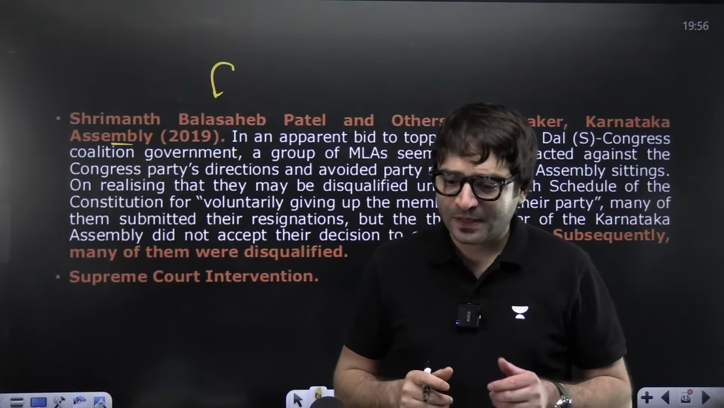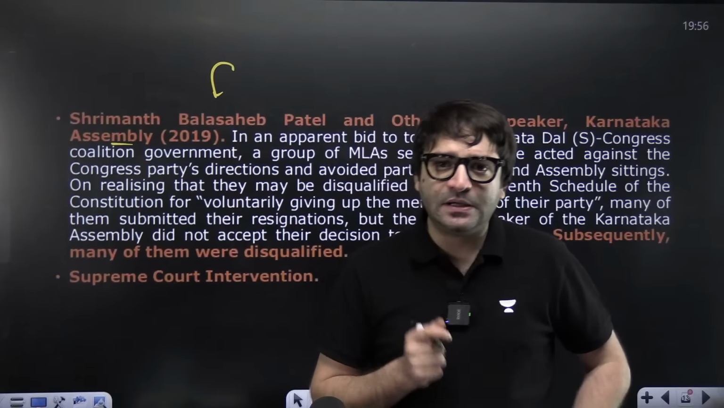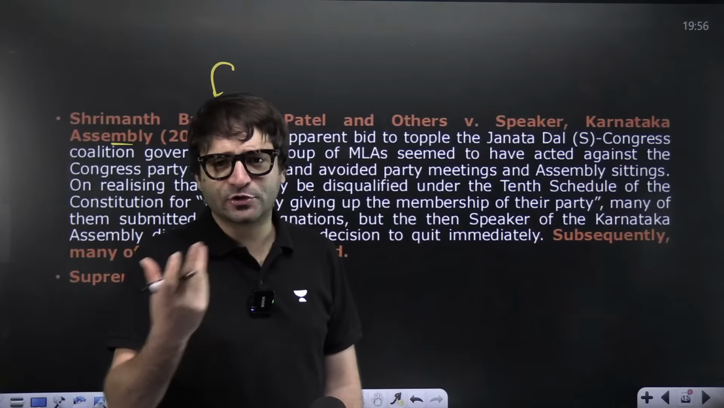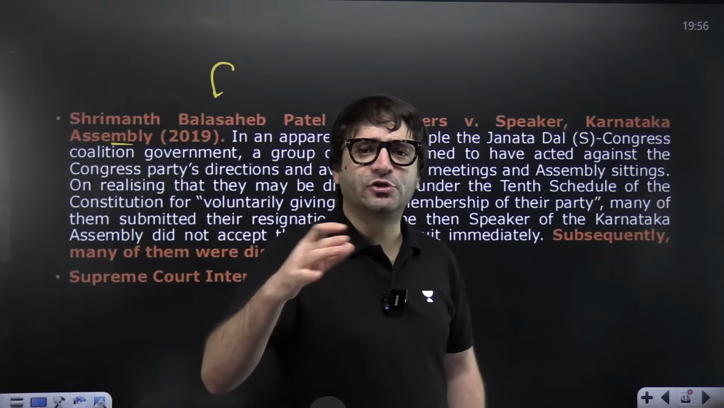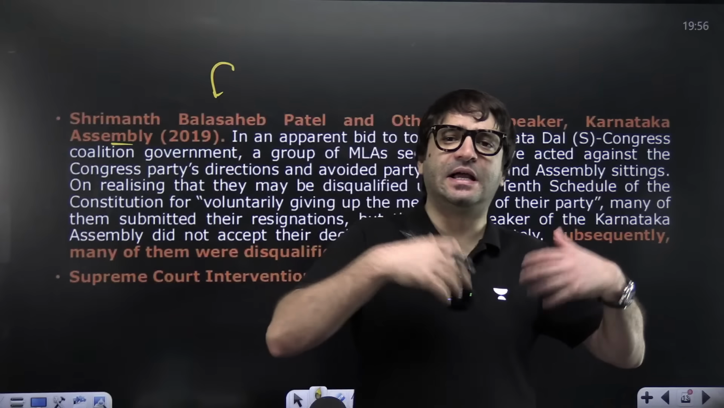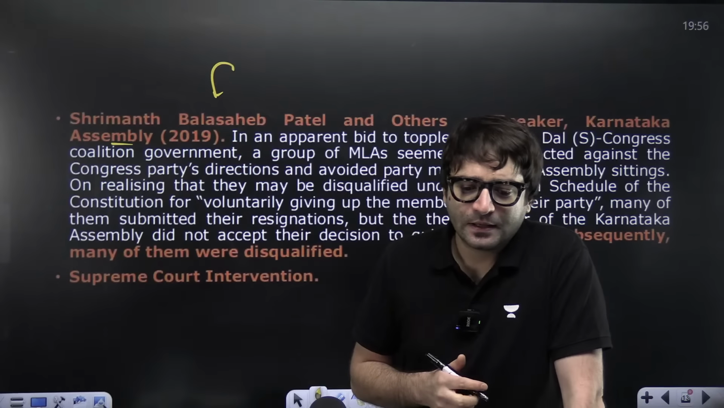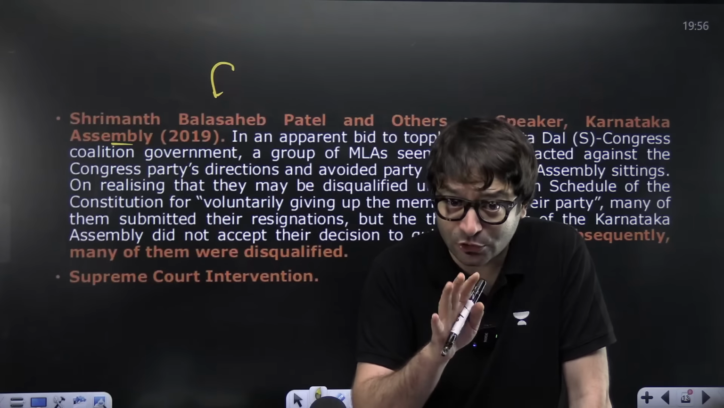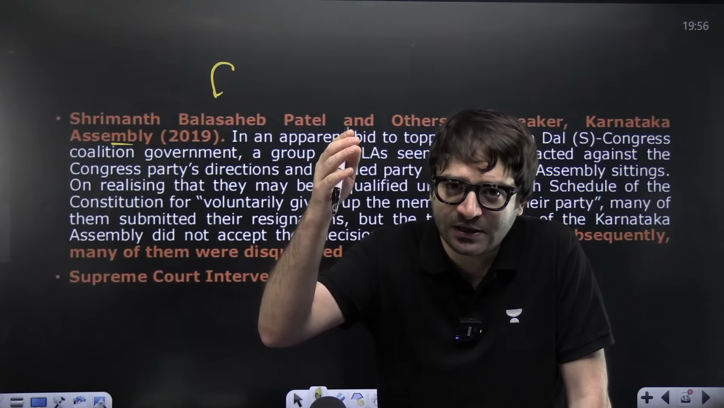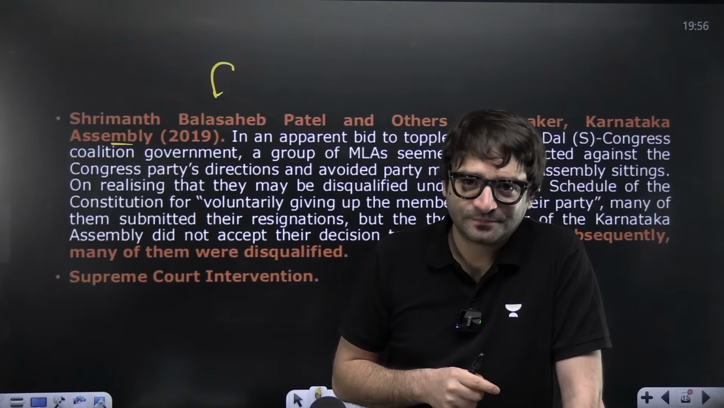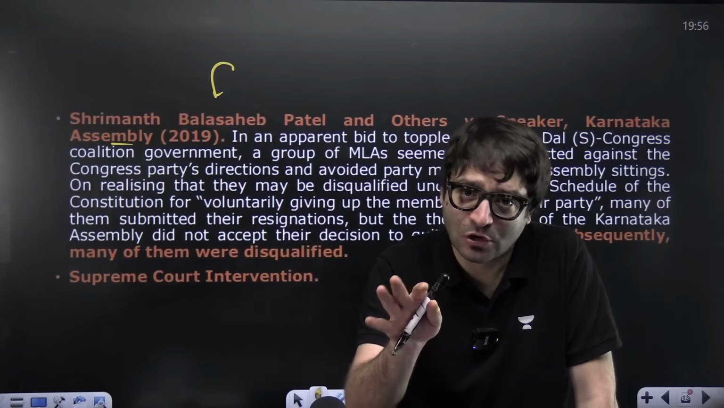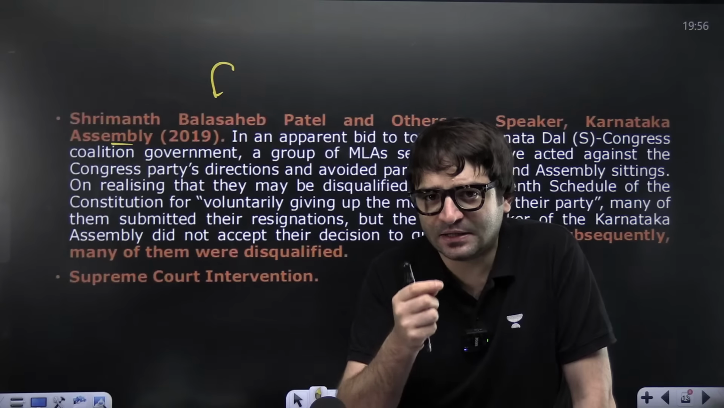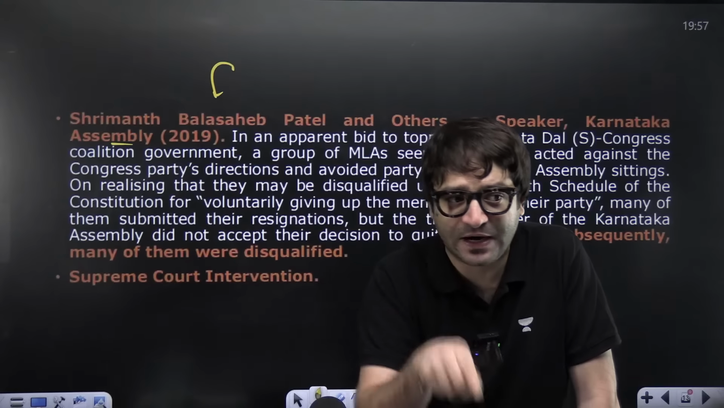Now look what happened. There is a JDS Congress government in Karnataka. And then there was Operation Lotus. Operation Lotus, you don't have to mention that in your answer, where the BJP is trying to poach MLAs so that they are able to form the government. Some of these MLAs belonging to the JDS and Congress don't participate in the meetings of the Congress party. And then they realize that by not participating in the meetings of the party, we may be disqualified under anti-defection law.